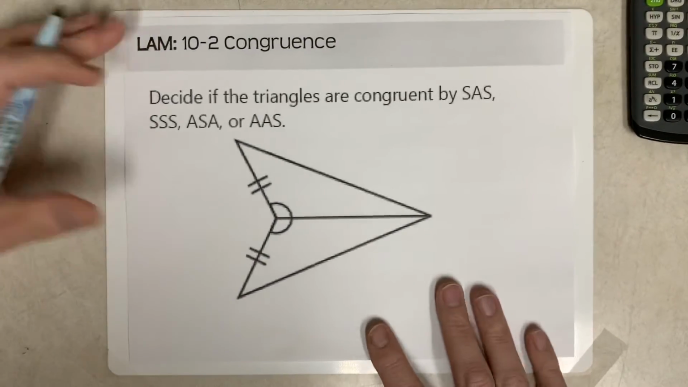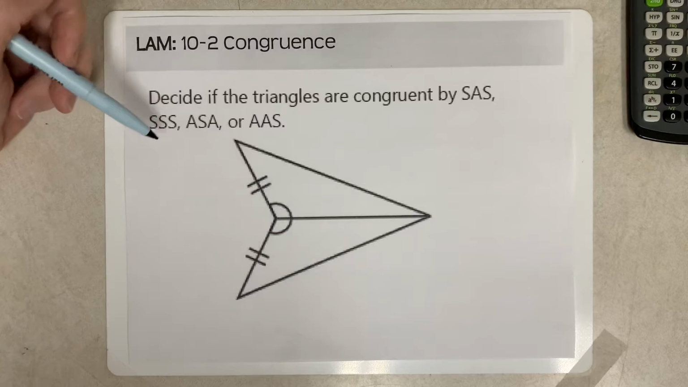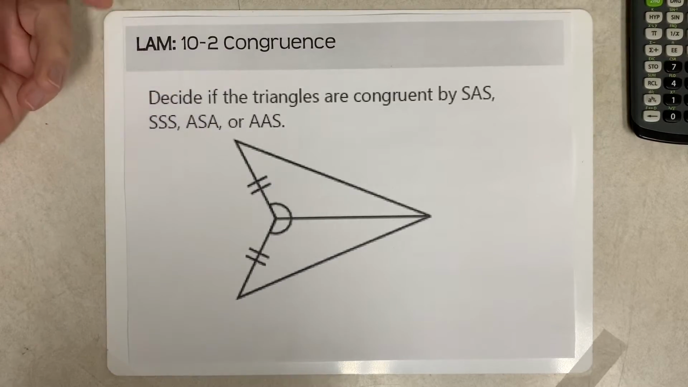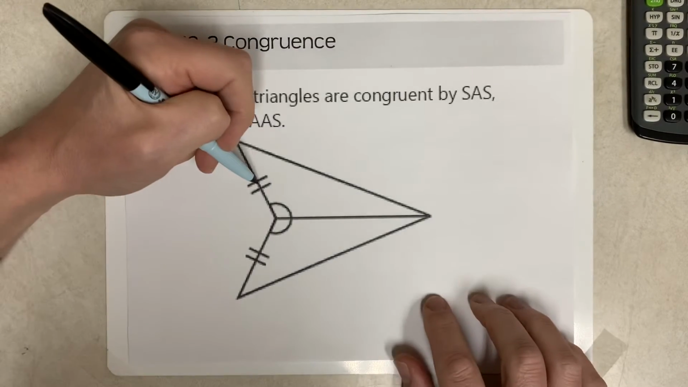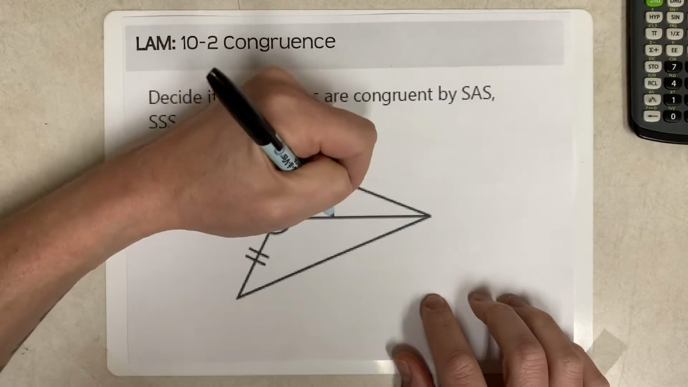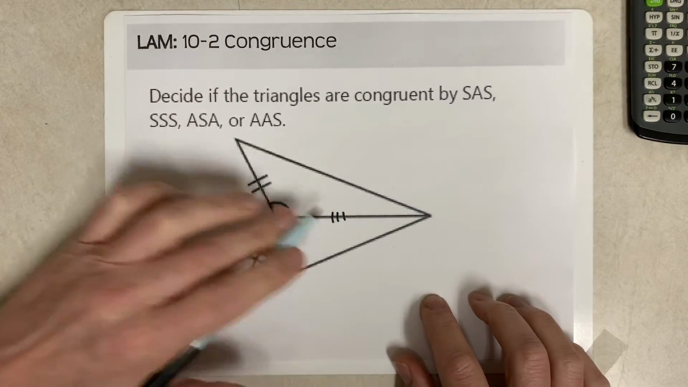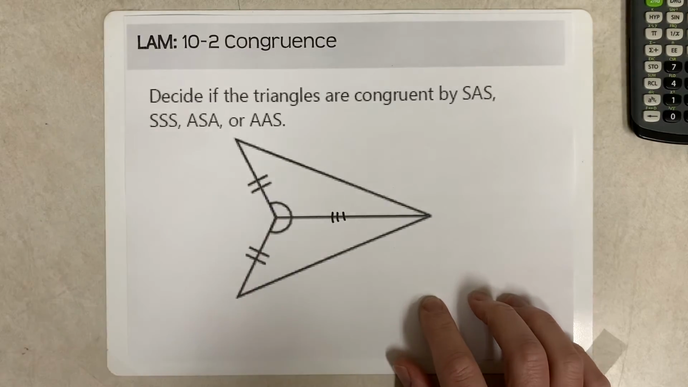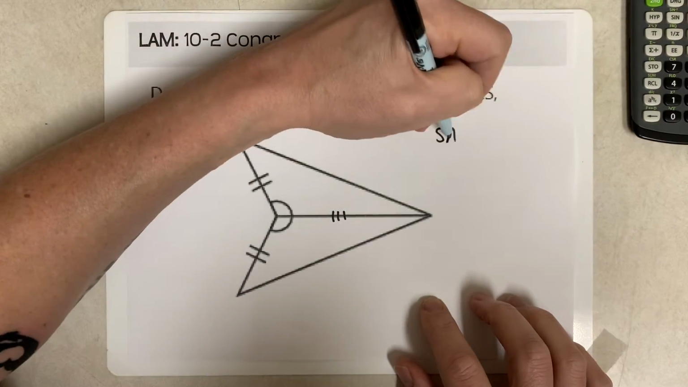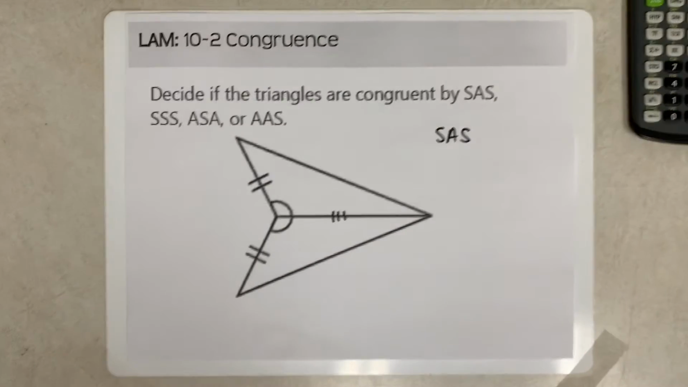So this one says, decide if the triangles are congruent by SAS, SSS, ASA, or AAS. We have side, angle, and then a shared side right here. So we have side, angle, side, side, angle, side. So we're going to do SAS for that one. These are really good examples just to go over a few times in the video if you need to.